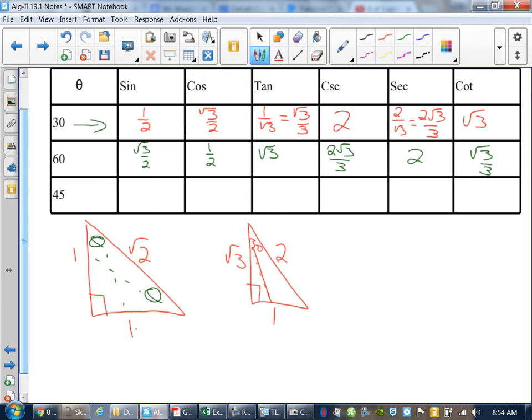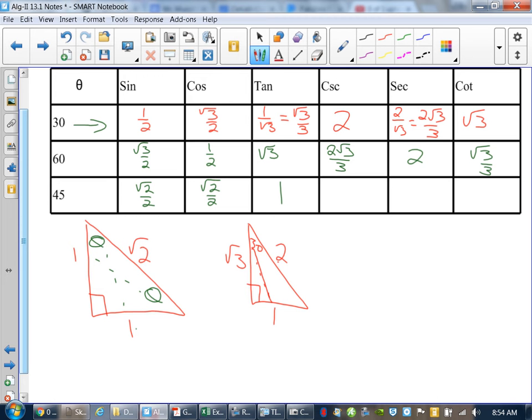Excellent. And what's your tangent? 1. Okay. Now, think about flipping things. When you have a 45-degree angle, your opposite is 1, your hypotenuse is root 2. We just automatically wrote it as root 2 over 2 because we rationalized it, because that's what you learned before that you want to always do.